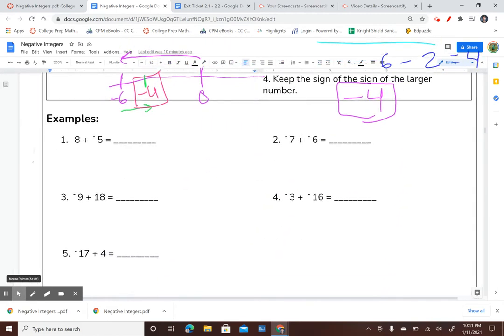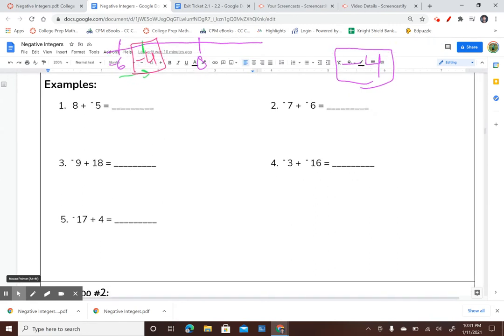So let's go ahead and put this to the test. Here we have problem number 1, 8 plus -5. All right, so right here I'm taking a look at, do I have both positives or both negatives? And in this case, I have one positive and one negative. So I know I'm going to need to subtract 8 minus 5. I need to find the difference here.